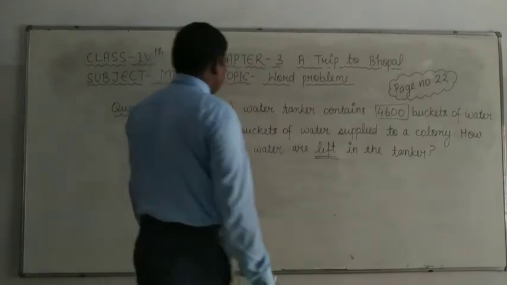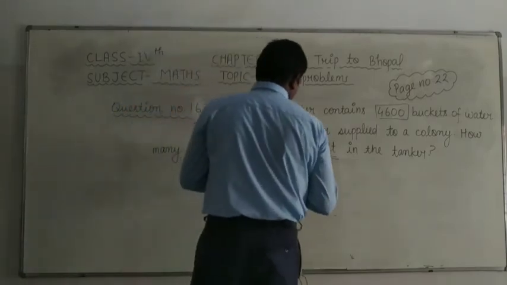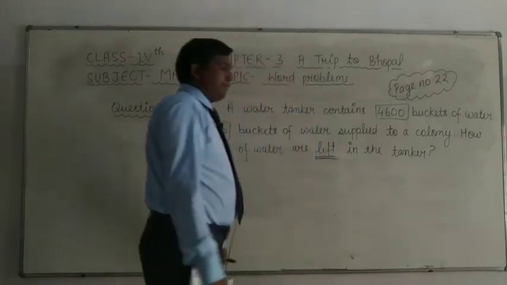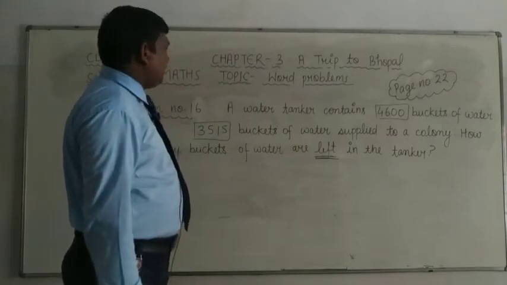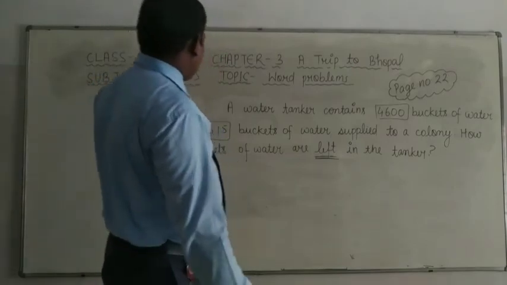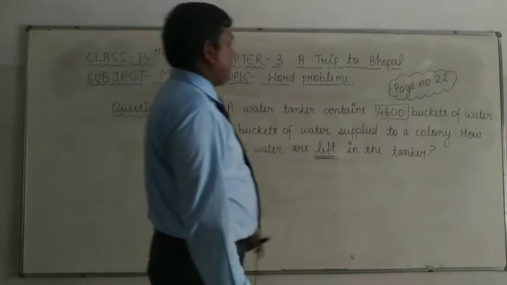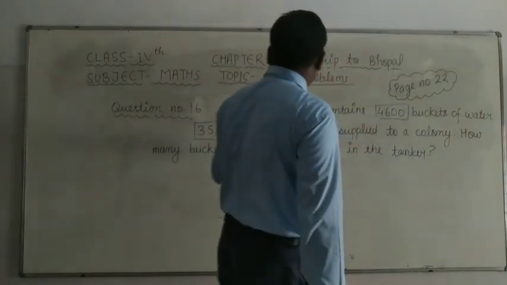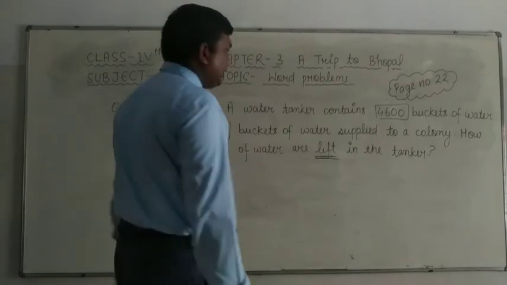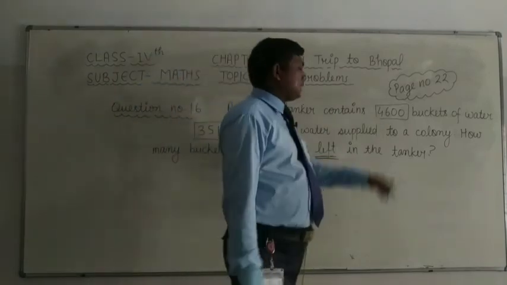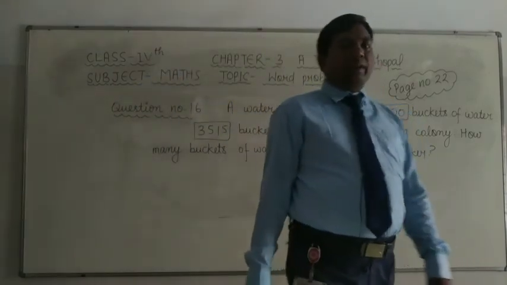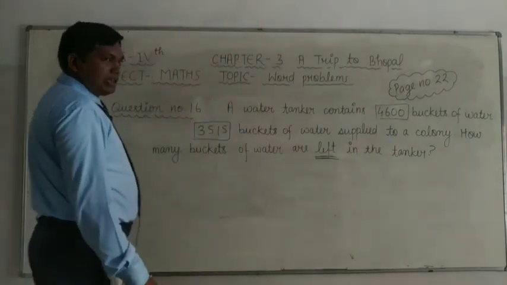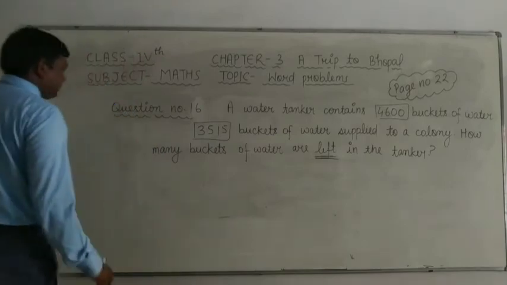Okay, since it is given that left, it means that we have to take the subtraction of 3,515 from 4,600. After subtracting these we get the answer of this question, the total number of buckets left in the tanker. Okay. Now let's start the solution of question number 16.